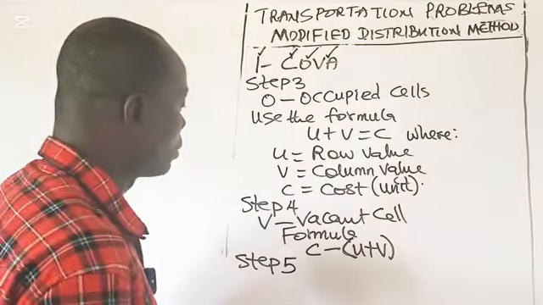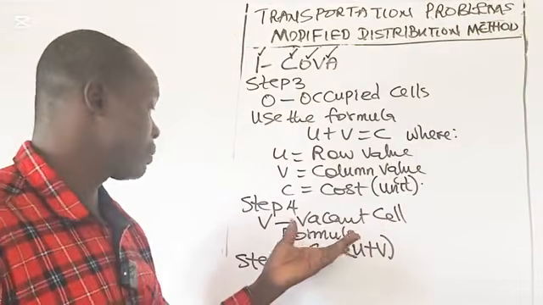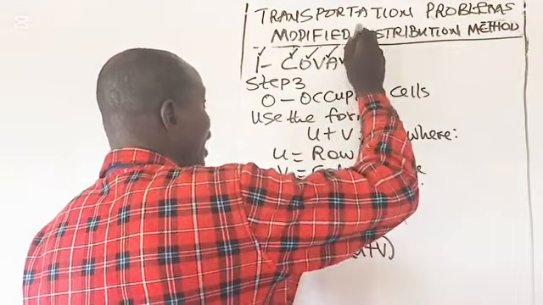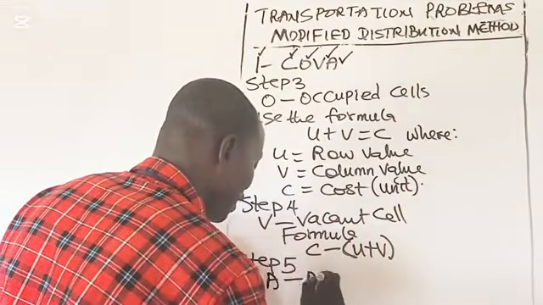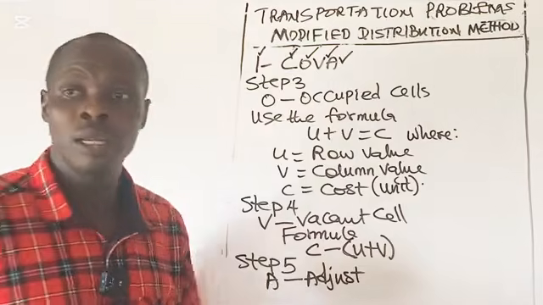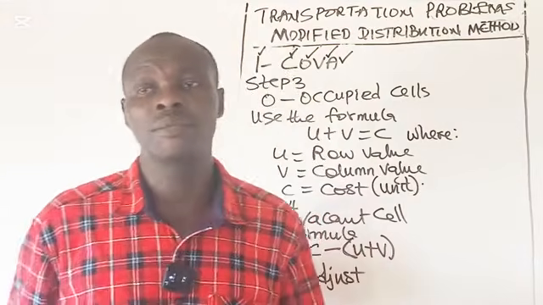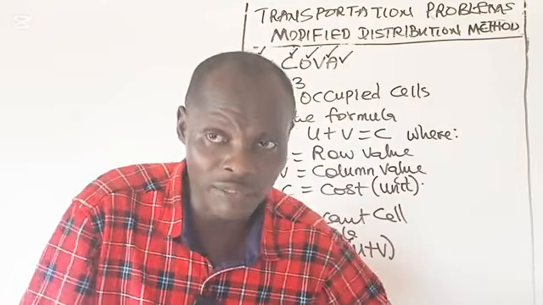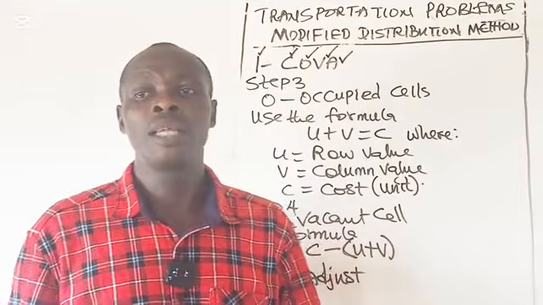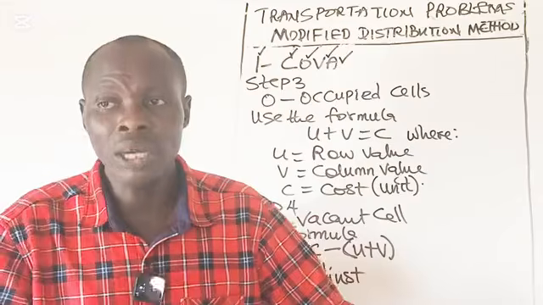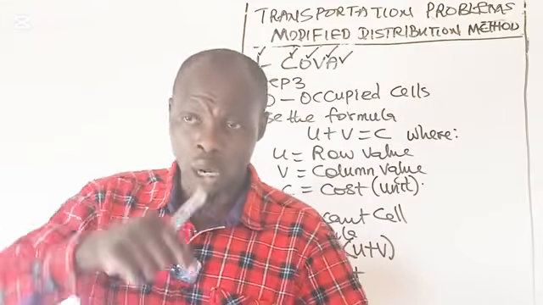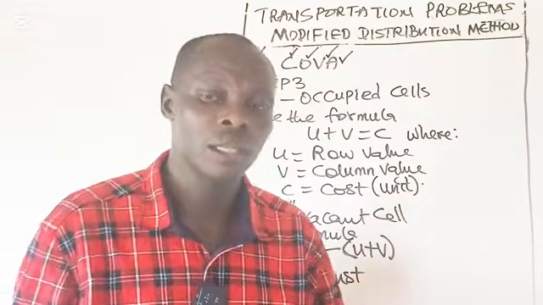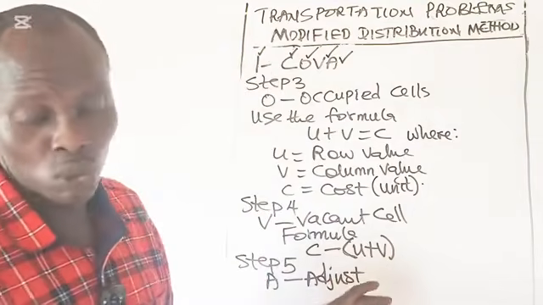Where a negative value exists from the result obtained in step 4, you will need the last step, letter A, which is for adjust. A for adjust. To adjust, identify the cell with the most negative value, then trace a closed loop. Shift your units and repeat the process until all vacant cells are not negative. You will understand this better when we solve a question.